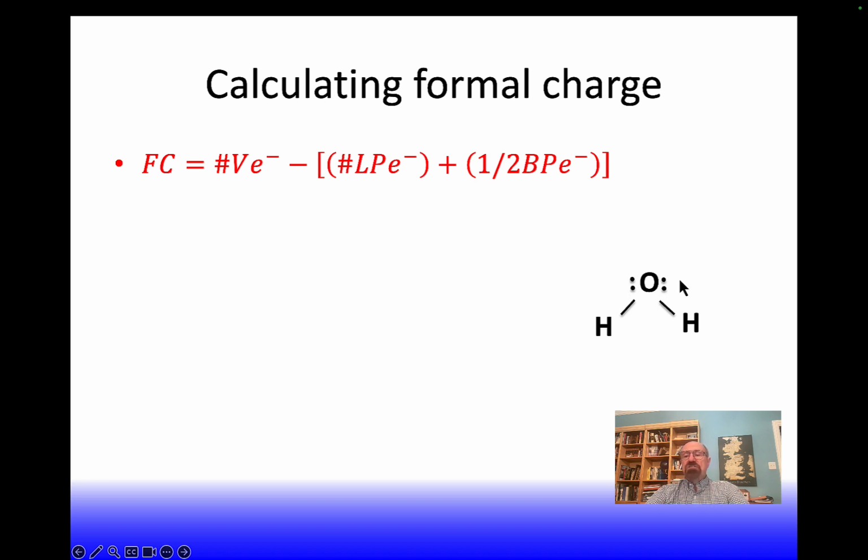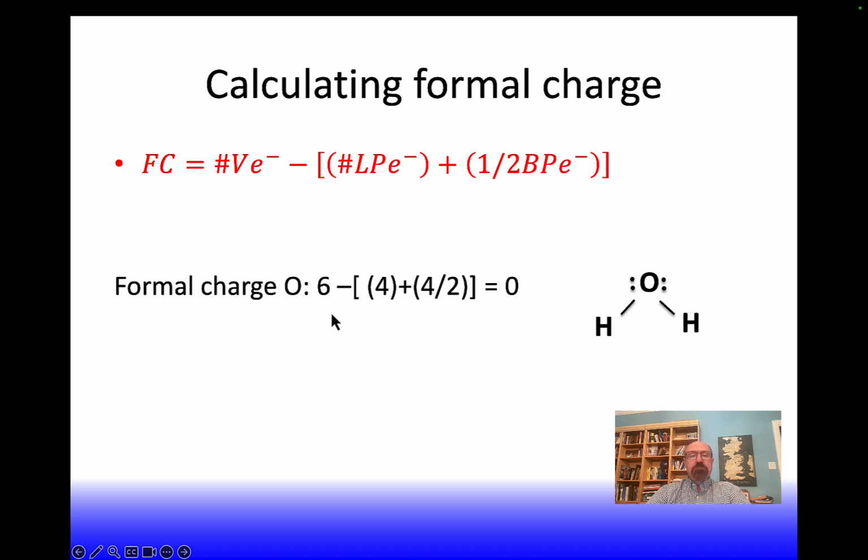Let's look at the oxygen first. The oxygen has 2 bonded pairs and 2 lone pairs in this structure. Oxygen has 6 valence electrons normally. So we're going to subtract from that the sum of the other ones. We have 4 for the lone pairs. There's 2 bonded pairs, that's 4 electrons there, and we can take half of that. So 4 plus 2 is 6, 6 minus 6 is 0. So the formal charge of oxygen is 0.